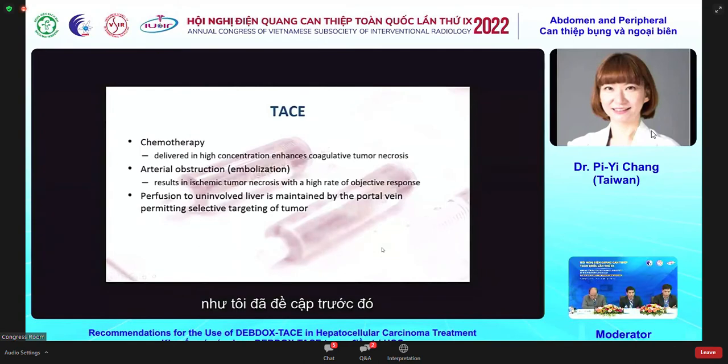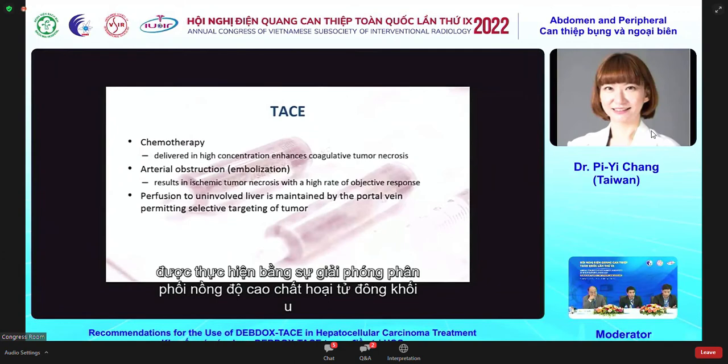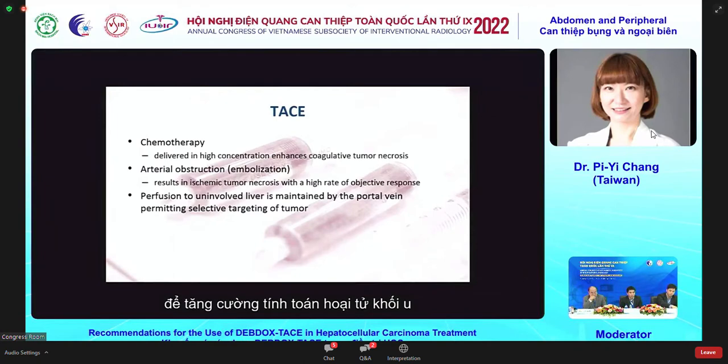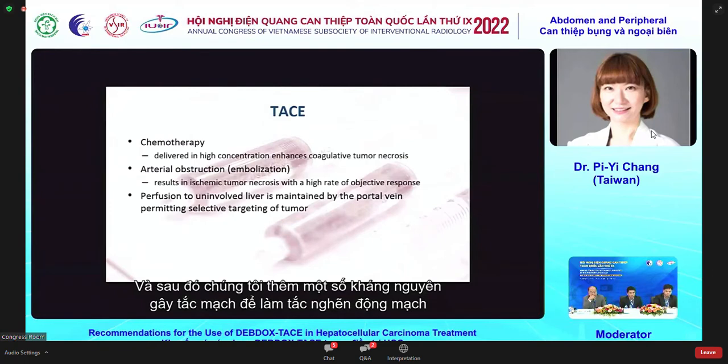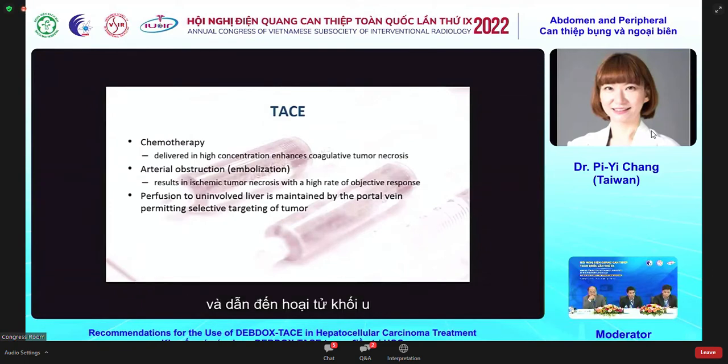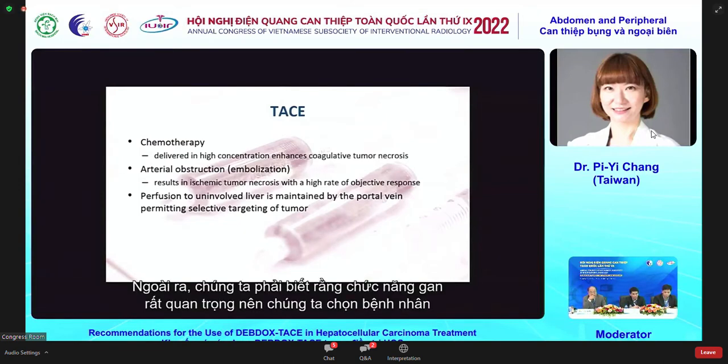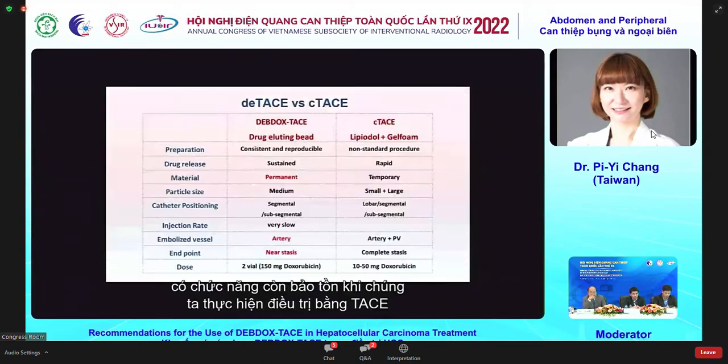As I have mentioned before, the TACE treatment is done by chemotherapy delivered in high concentrations to enhance tumor necrosis. And then we added some embolization agents to get arterial obstruction. And that can cause ischemia and resulting in tumor necrosis, thereby reaching a high rate of objective response. Also, we have to be aware that the liver function is important. So we have to preserve the liver function when we carry out TACE treatment.